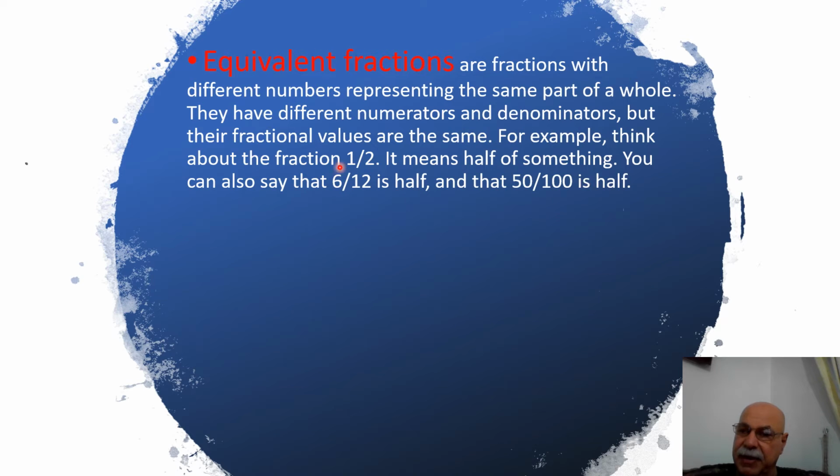For example, think of the fraction half. We can write it another way, as 6 over 12, which is also half, because when you cancel this fraction, 6 becomes 1 and 12 becomes 2. And also the fraction 50 over 100 is a half, because with cancellation 50 becomes 1 and 100 becomes 2.